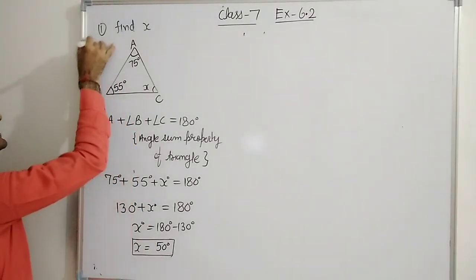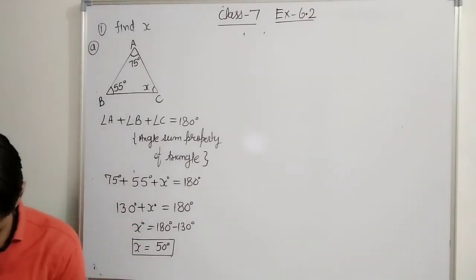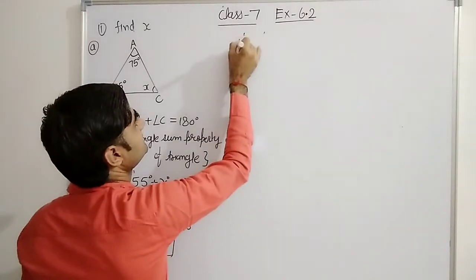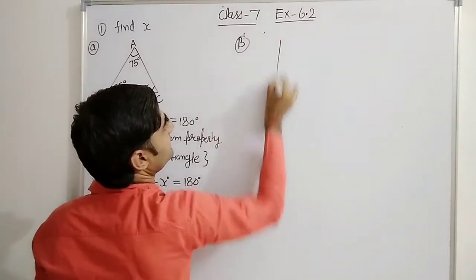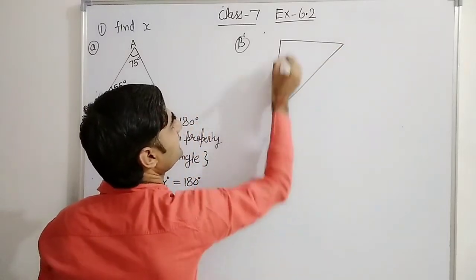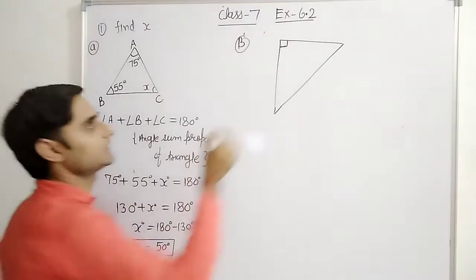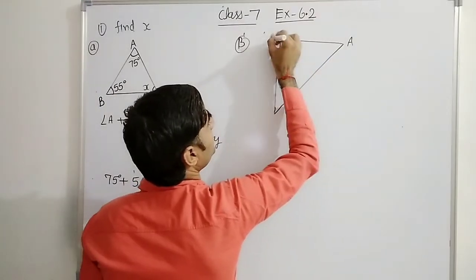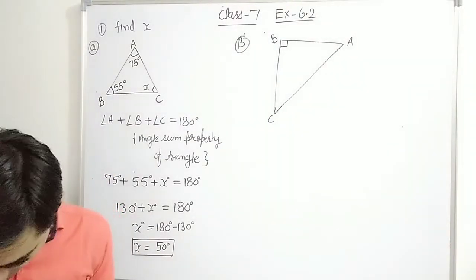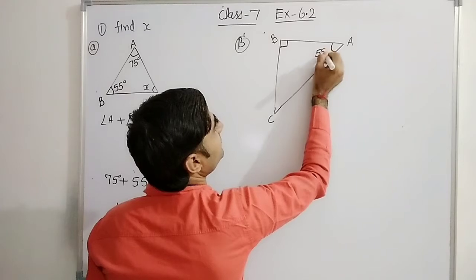This is A. After that, see now you can see question number B. In B, A, B, C, one right angle triangle is given. Right? Right angle triangle, you know, whose one angle is right angle and it is denoted by this sign. This is square sign. Okay? The name of this triangle is A, B and C. This is. Okay. Now angles are given. One angle, this one is given 55 degree.